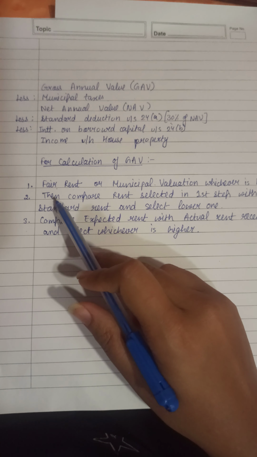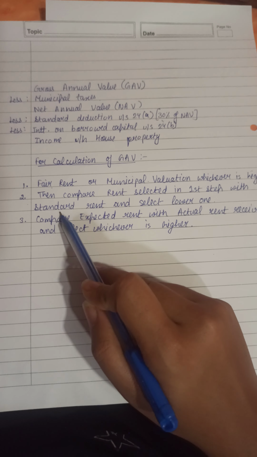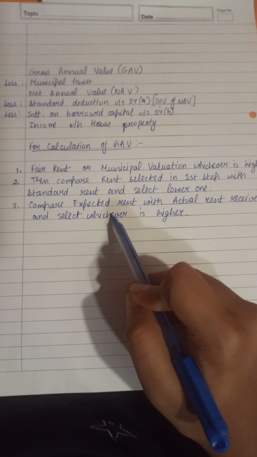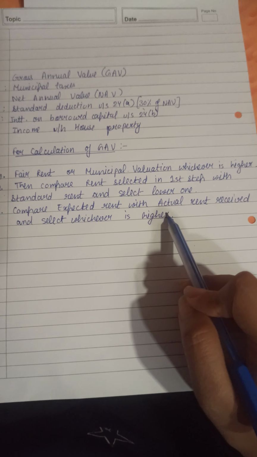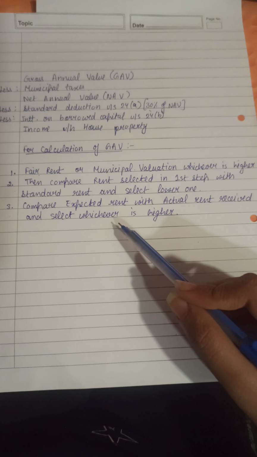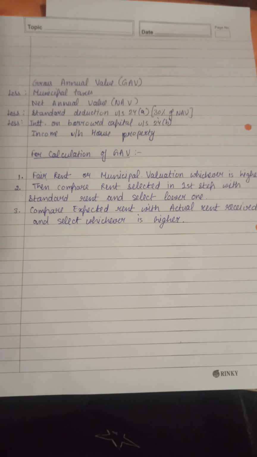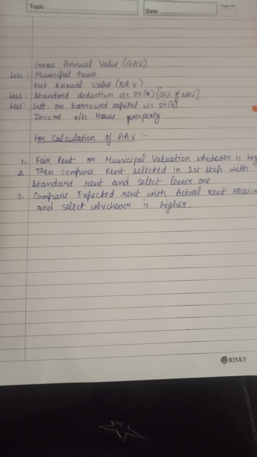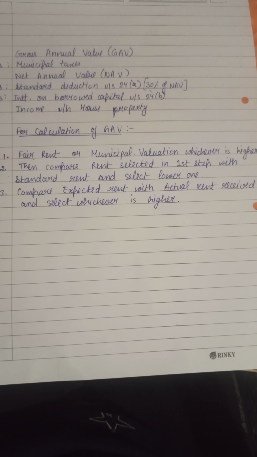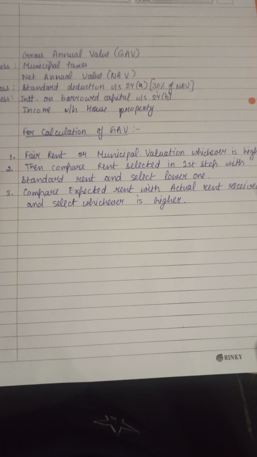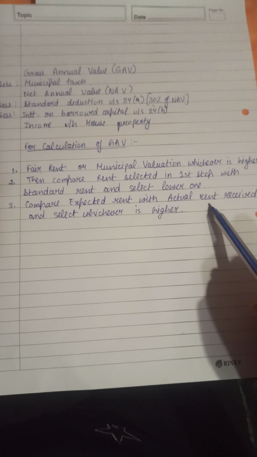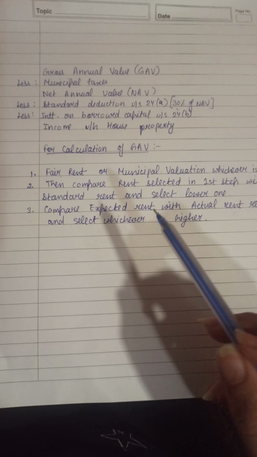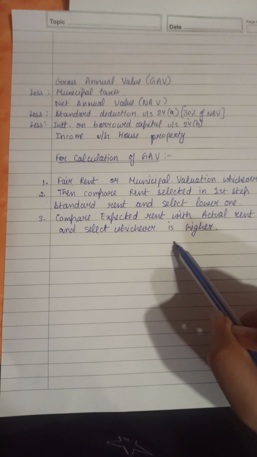Next, the answer which has come from step 2, that is standard rent, or the rent which we arrived at from step 1, whichever is lower, is known as the expected rent. Now compare the expected rent with the actual rent received or receivable, and we will select the higher of them, because we already know that the owner will always lie and tell a lesser rent received. But sometimes he may tell the truth and give the actual rent received, which may be higher than the expected rent. So we will select whichever is higher, and that is the final GAV.